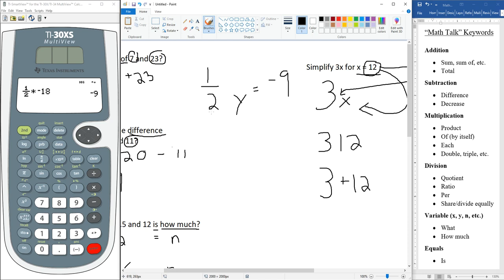Now, what's going to happen here? Well, 1/2 y. What do we know goes in here? We know multiplication is going in here, right? So our dot, our multiplication sign; a calculator would use an asterisk. 1/2 y equals negative 9. So to undo multiplication, we divide. We're going to divide by 1/2. So 1/2 times divide by 1/2 cancels each other out.